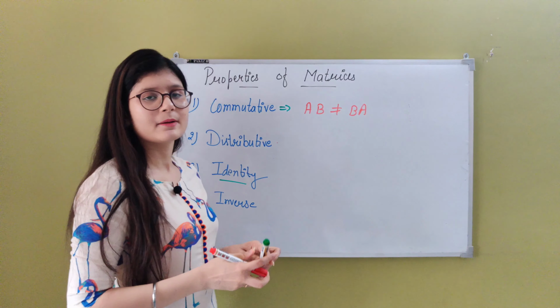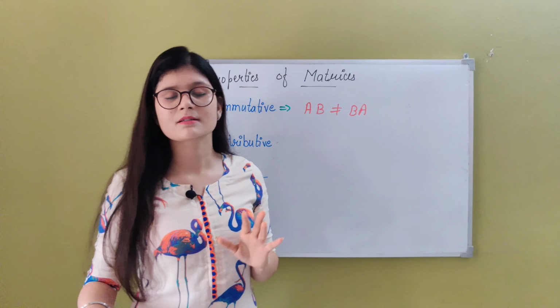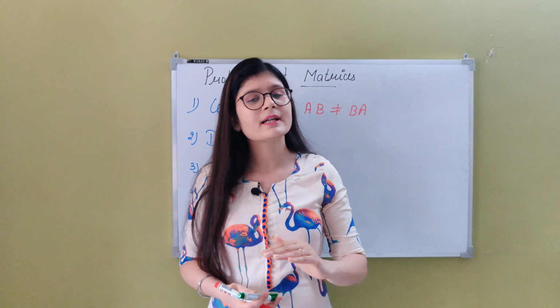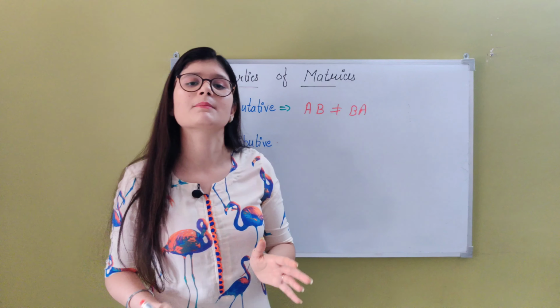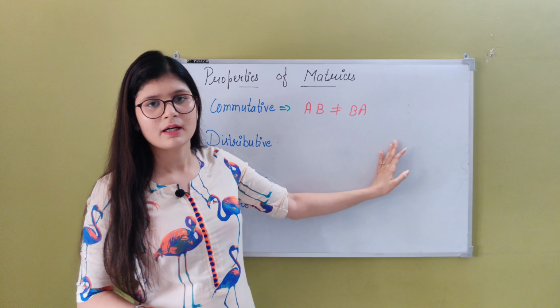If you multiply A matrix with B, or if I'm multiplying B with A, this is not going to give you the same answer. In some cases you cannot even multiply if you are reversing the matrices. And I think that's clear.